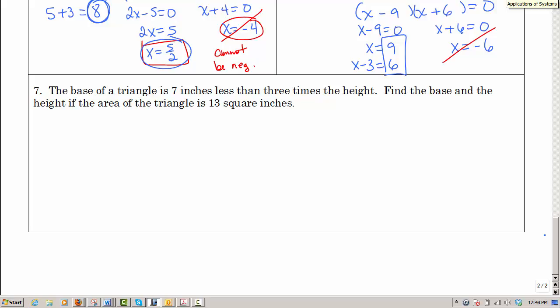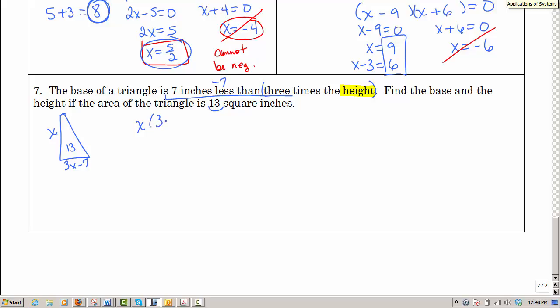Last one, we have a triangle again. And it says the base of a triangle is 7 inches less than 3 times the height. So I'm going to let the height be x. Whatever's mentioned last just makes it easier. The base is 7 inches less than, so I'm going to subtract 7 from 3 times the height. So 3x minus 7. And my area is 13.